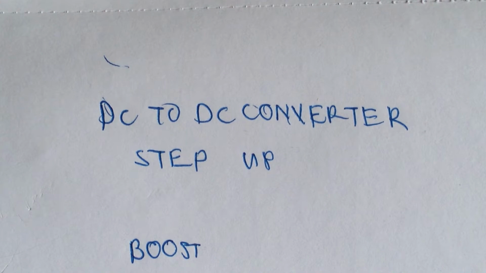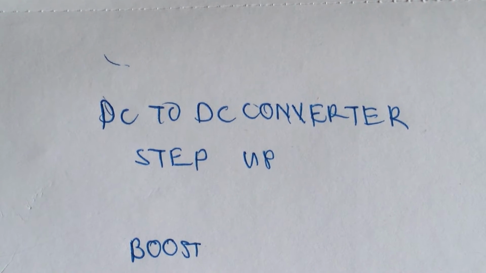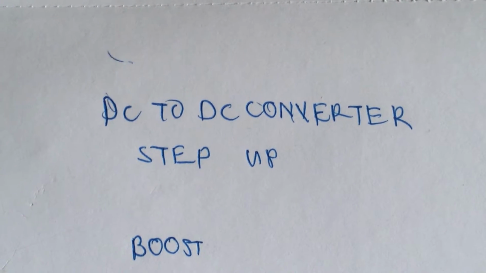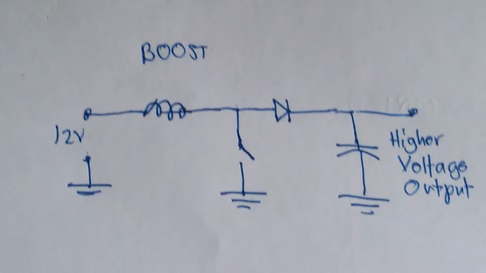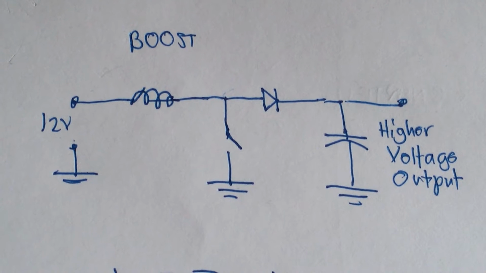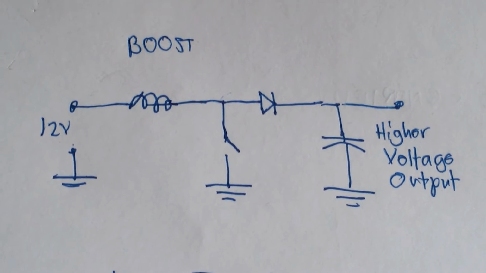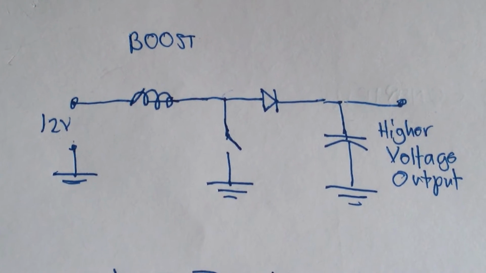Hello once again. Today we're going to discuss this DC to DC converter, step up type. We already finished discussing the step down, so here we are now in the step up. The step up is being implemented using the boost converter configuration circuit. So how does this one work?